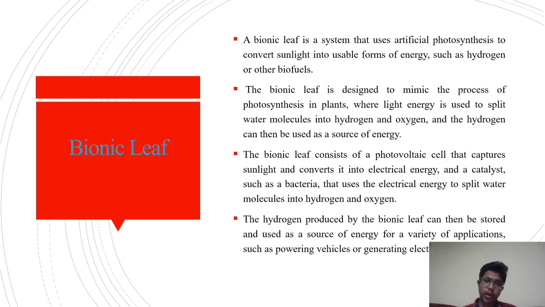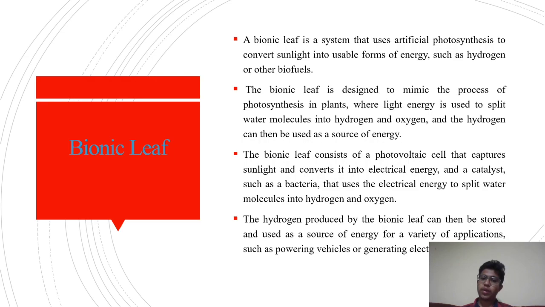Bionic leaf. A bionic leaf is a system that uses artificial photosynthesis to convert sunlight into stable forms of energy, such as hydrogen and other biofuels. The bionic leaf is designed to mimic the process of photosynthesis in plants, where light energy is used to split water molecules into hydrogen and oxygen. The hydrogen can be used as a source of energy.